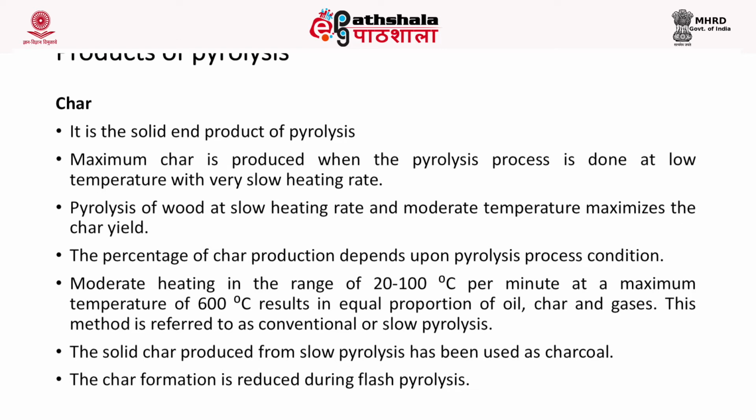Moderate heating in the range of 20 to 100 degrees Celsius per minute at a maximum temperature of 600 degrees Celsius results in equal proportions of oil, char and gases. This method is called conventional or slow pyrolysis. The char that is produced from slow pyrolysis can be used as charcoal. Also, in flash pyrolysis, the char production gets minimized or reduced.